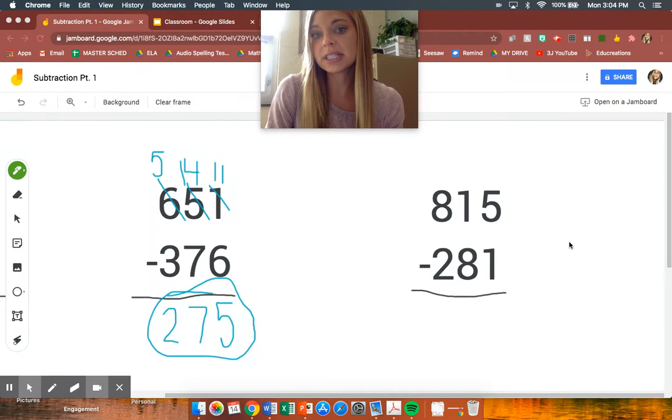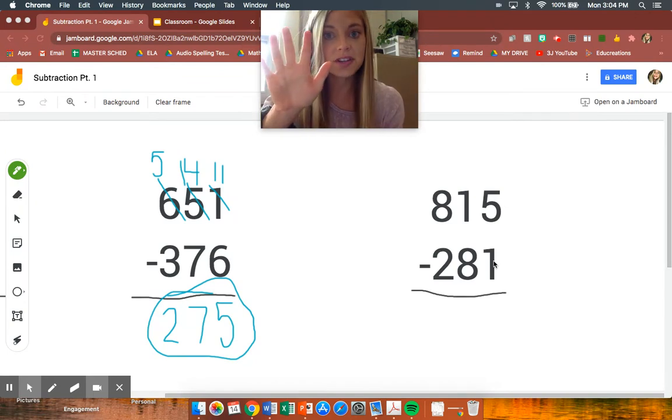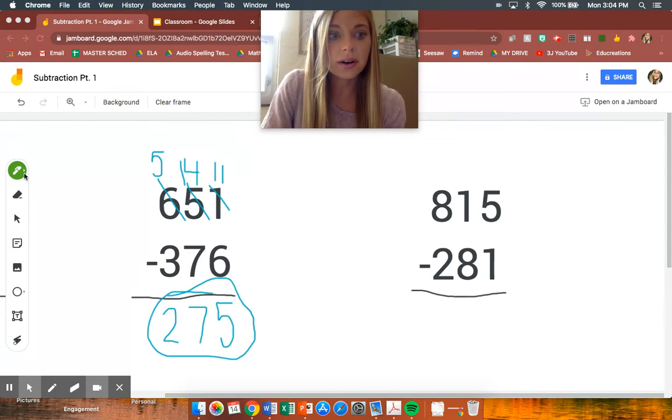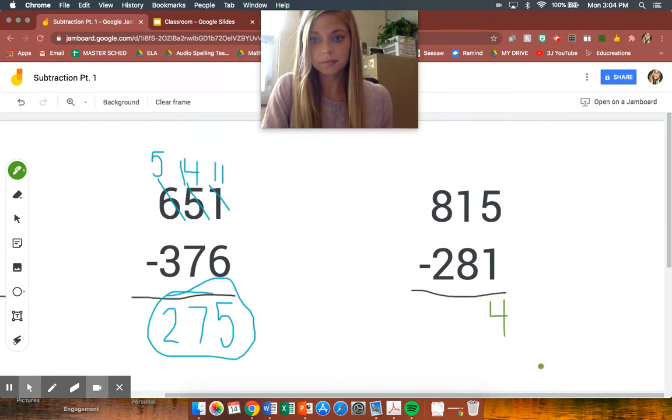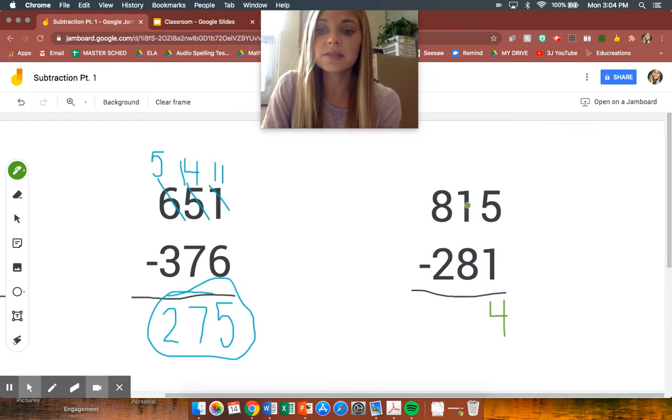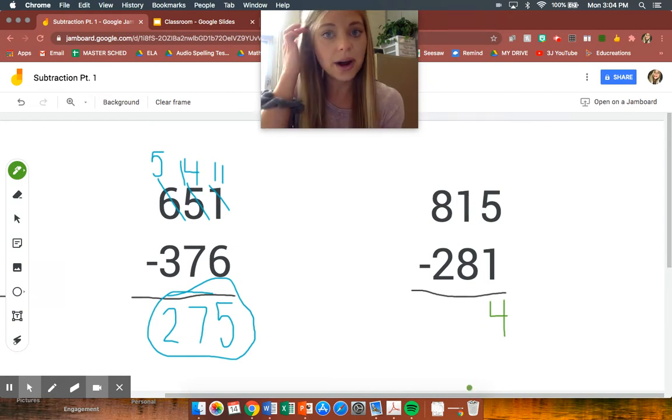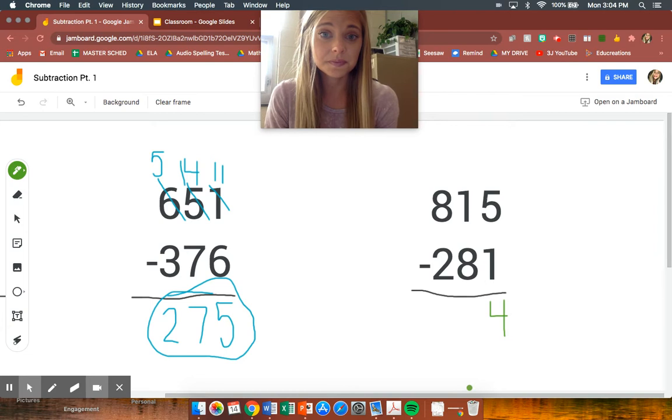All right, first step is to always start in the ones place. 5 minus 1. If I have 5 donuts, could I eat 1? Yes, I can, and then I'll have 4 left. So 5 minus 1 equals 4. Going over in the tens place, 1 minus 8. If I have 1 donut, can I eat 8?